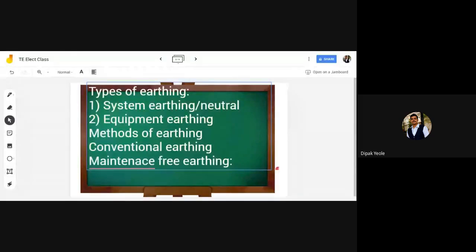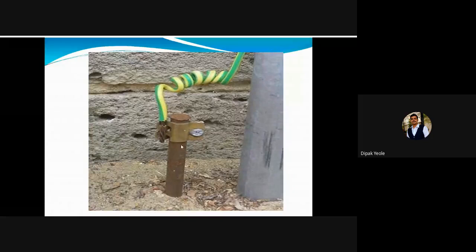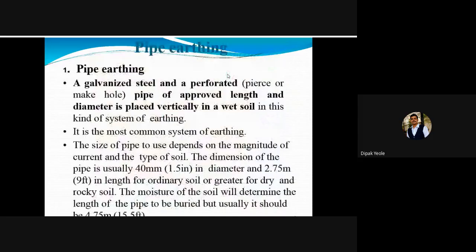Just a minute, let me share my screen. This is the picture which we discussed in the last class. You can see over here, this is the electrode, this is a connector, and this is the earth wire. Today we are interested in pipe earthing. The name indicates itself, we have to use the pipe. Obviously this pipe is made of galvanized steel and perforated.